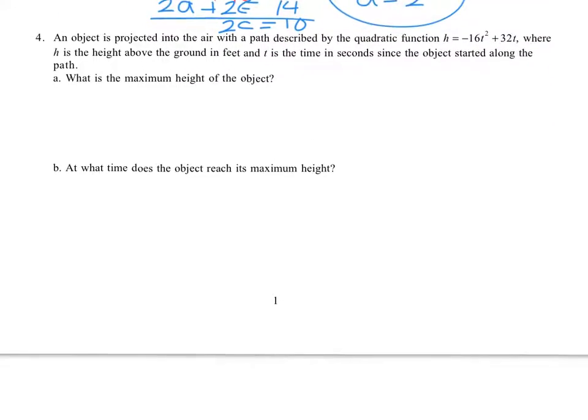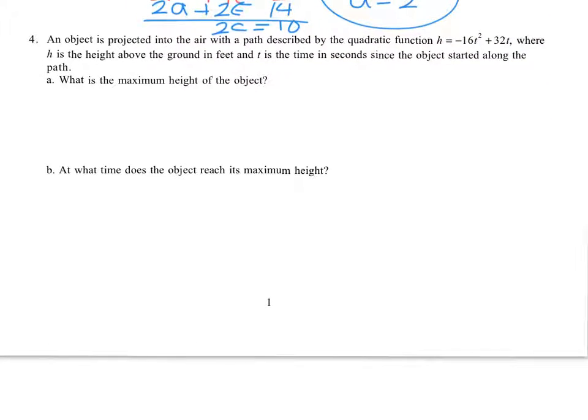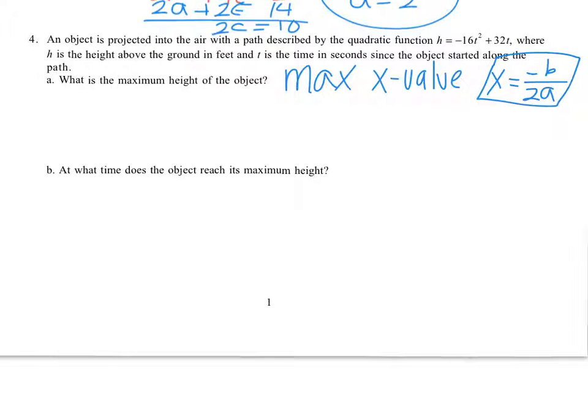For number 4, we've got an object thrown into the air. I'm trying to first find the maximum height. This is a really big deal. This is something that you definitely need to know. We also need to know that the maximum value always occurs when x is equal to negative b over 2a. We've talked a lot about finding the vertex of a parabola. This is always where that vertex is. This is a really big deal, something that you definitely need to know.